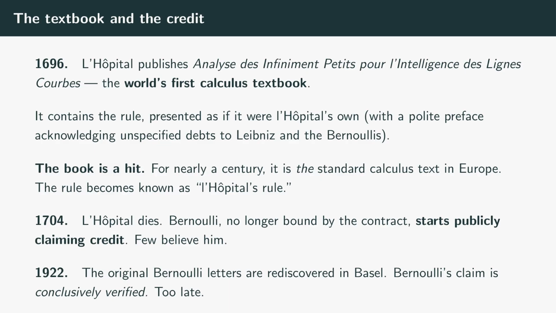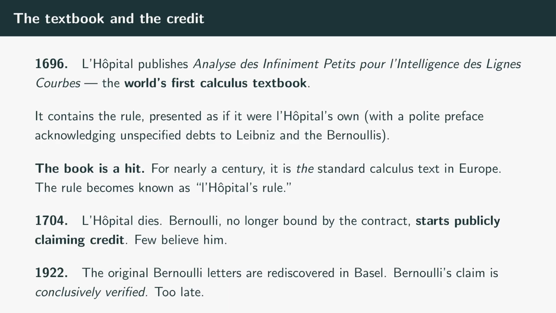Bernoulli has a reputation as a difficult, jealous, and occasionally dishonest person. He had also, by this point, gotten into a bitter priority fight with his own brother Jakob over the Brachistochrone. So when Johann claims credit for L'Hôpital's rule, the mathematical community shrugs. Bernoulli spends the rest of his life fuming and dies in 1748 still mostly uncredited.